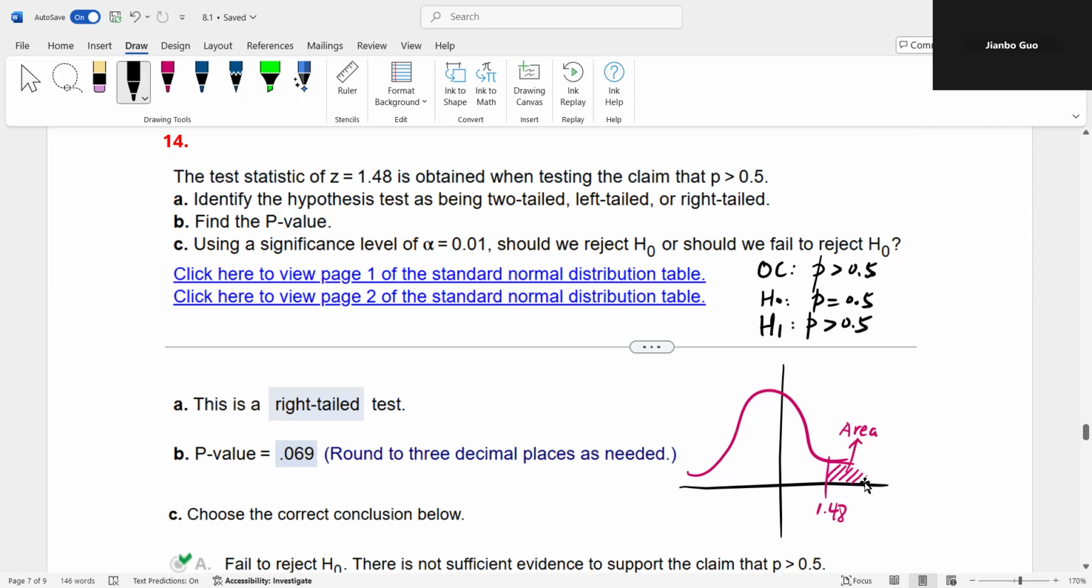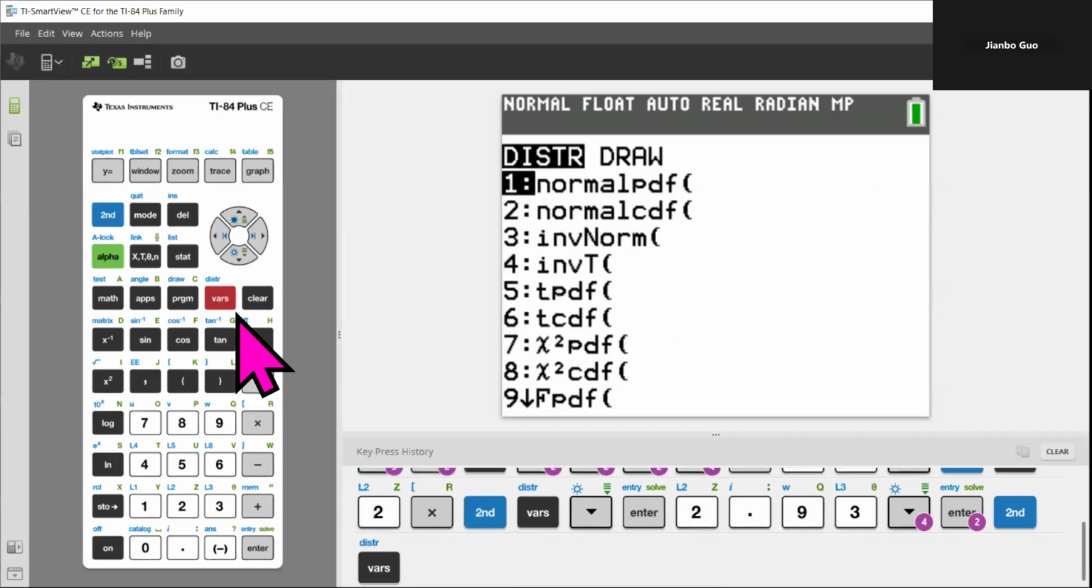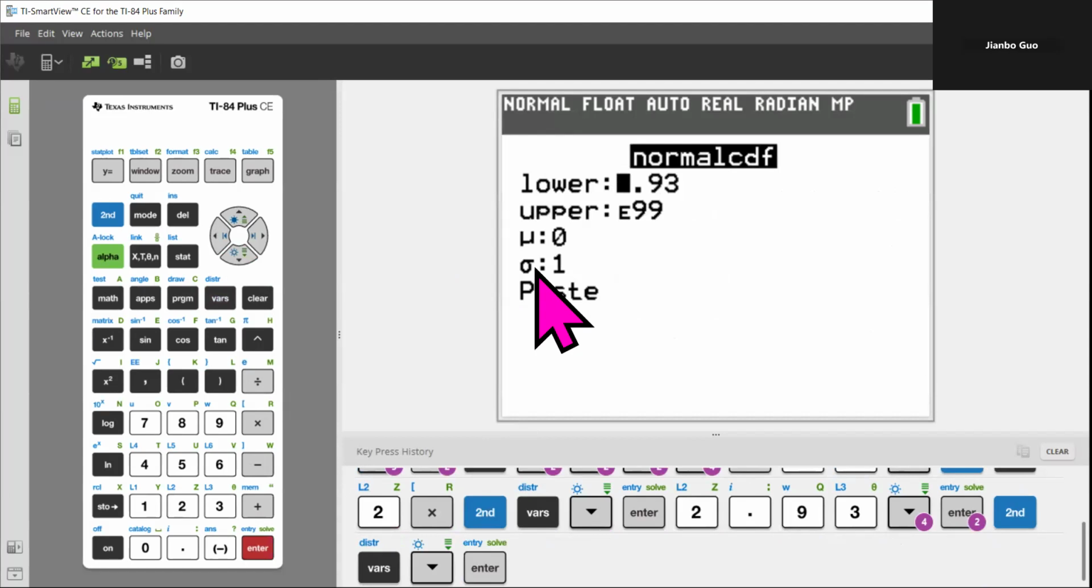So we want to see how we find the area. Area we know is the probability, right? We can use normal CDF. I can show you with 1.48. Let me stop sharing this one and share the calculator very quickly. We go to second vars, normal CDF, we use that function.